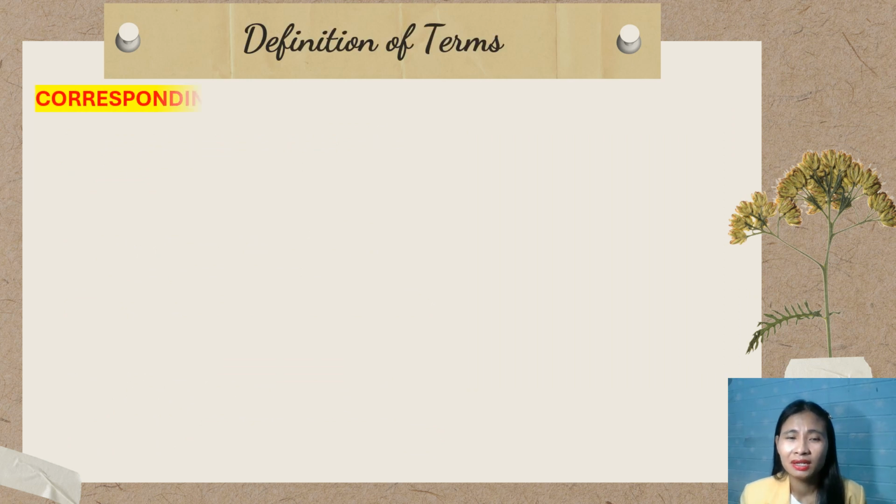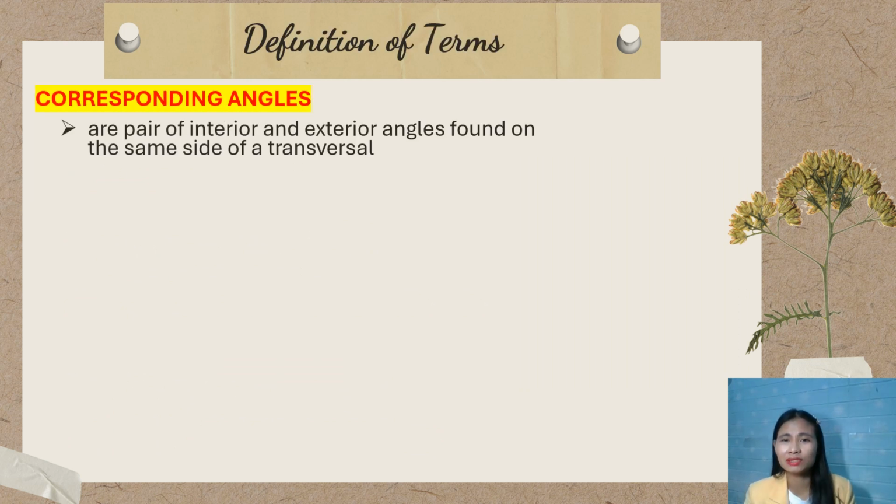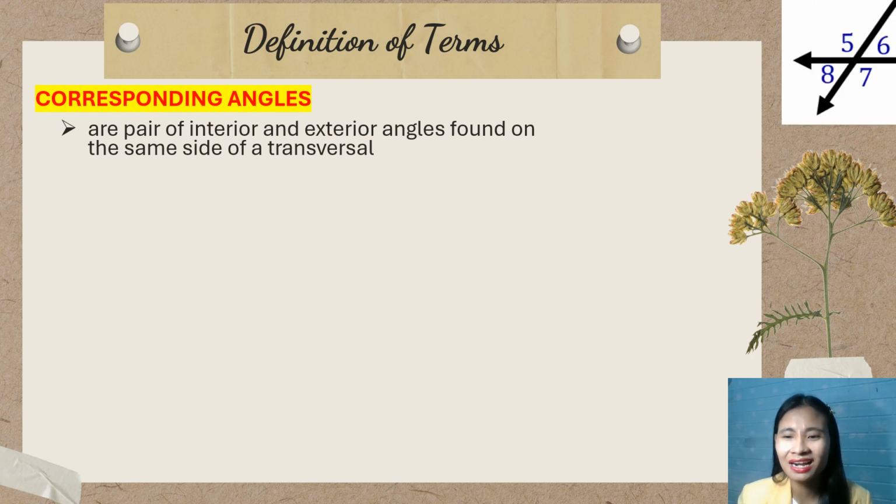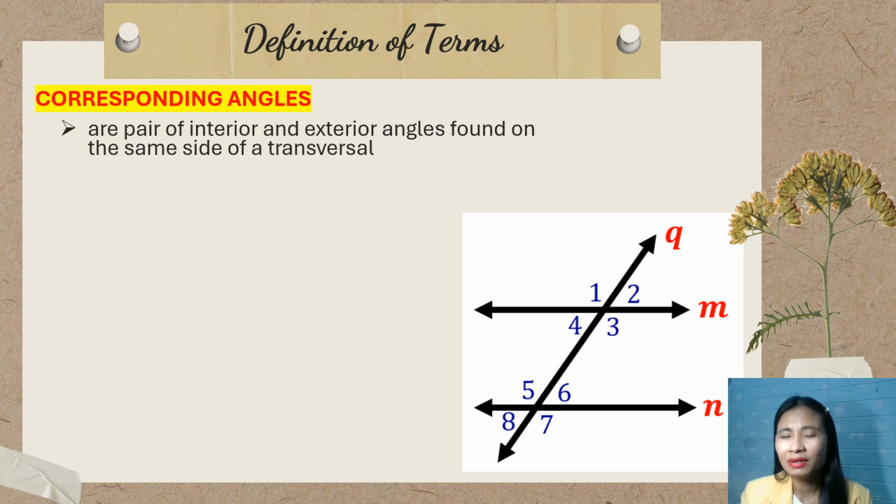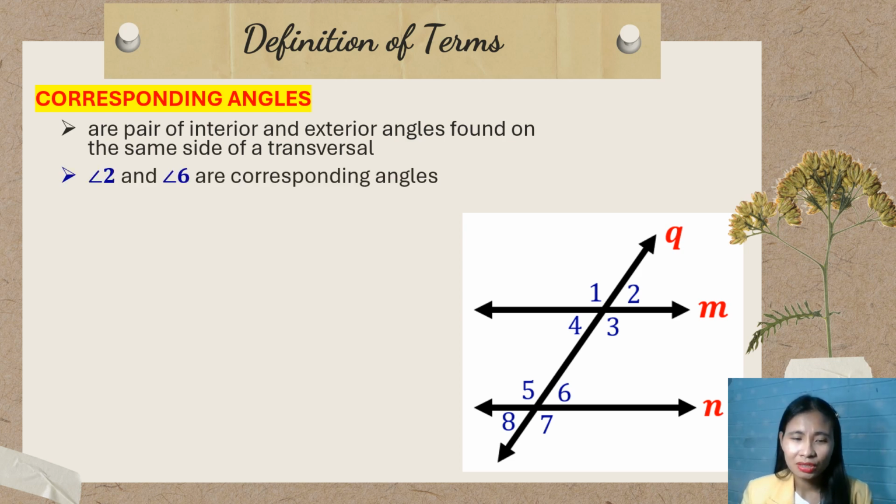Okay, next we have corresponding angles. So when can we say that two angles are corresponding angles? These are pairs of interior and exterior angles found on the same side of the transversal. So we have here, I am using the same illustration, line M and line N with line Q as our transversal. So the corresponding angles are angle 2 and angle 6.